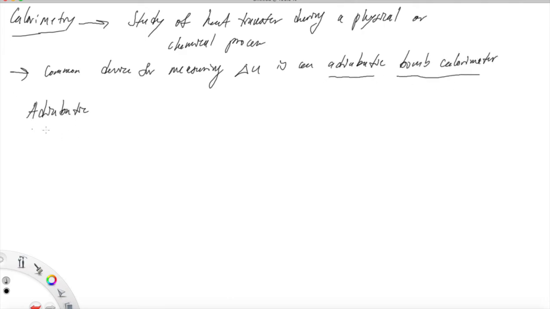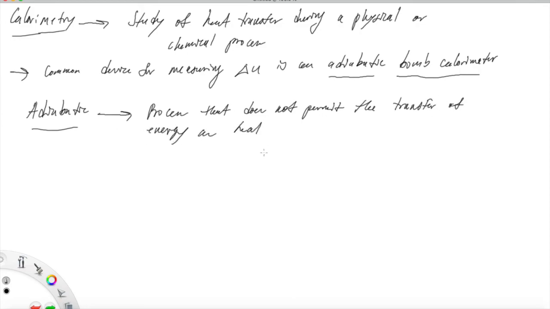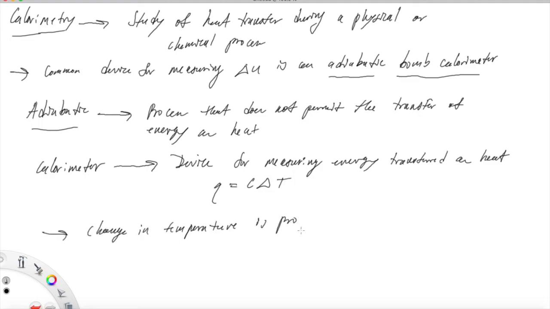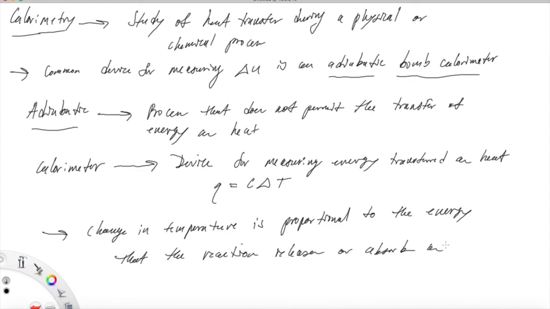Okay, so when you're doing these bomb calorimeter problems or adiabatic bomb calorimeter problems, we have that q is equal to some calorimeter constant C, which is determined experimentally, and it's C multiplied by delta T, or the change in temperature. So we can summarize that by saying that when you're doing calorimetry, the change in temperature is proportional to the energy that the reaction releases or absorbs as heat. So you'll have a chemical reaction going on in this bomb calorimeter, and however much energy is released or absorbed, you'll get a change in temperature, and you're going to be doing an experiment to determine that.